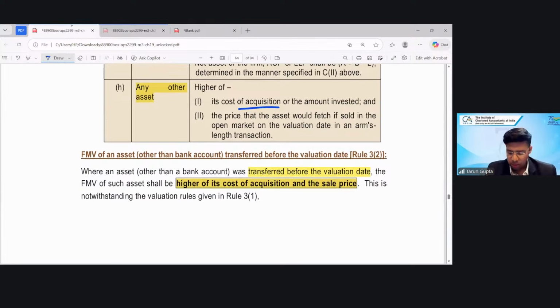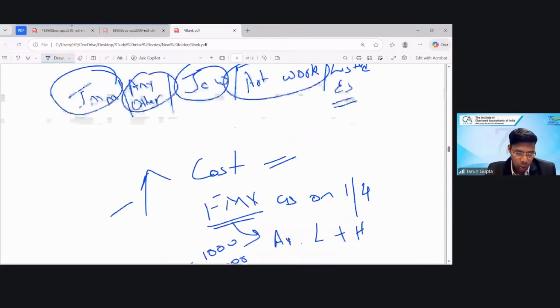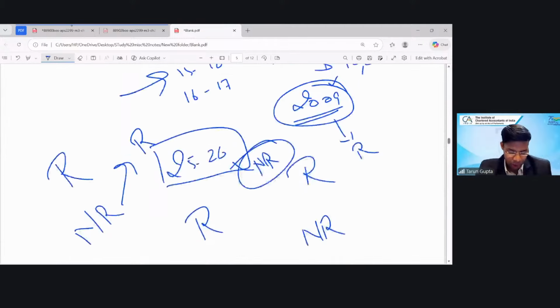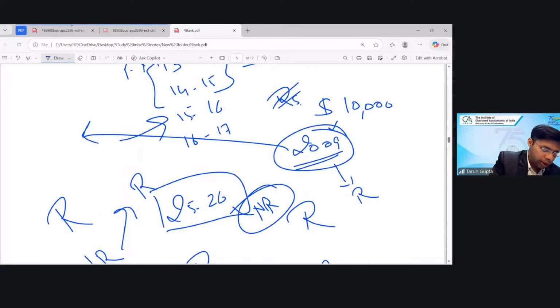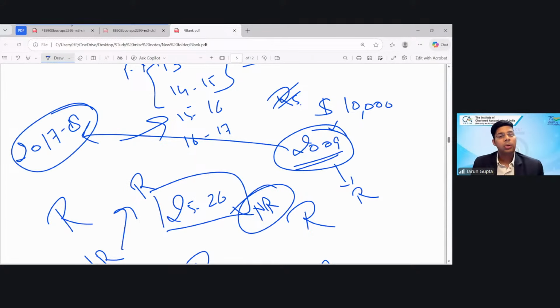Now, you are with me? It took us only 5 minutes. And FMV of asset transferred before valuation date. So assuming there was a house in Thailand which was purchased in 2009, and assuming it was sold in 2017-18. And now in 2025-26, this fact has come to the knowledge of the tax officer that the assessee had purchased a bungalow in 2009 in Thailand, which was sold in 2017-18.